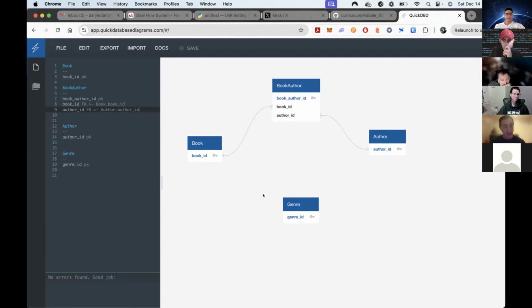Okay, why would it be a one to many? A genre can have many books. What about the other way around? A book can have many genres. Possibly, possibly. Yeah. What do the rest of y'all think?